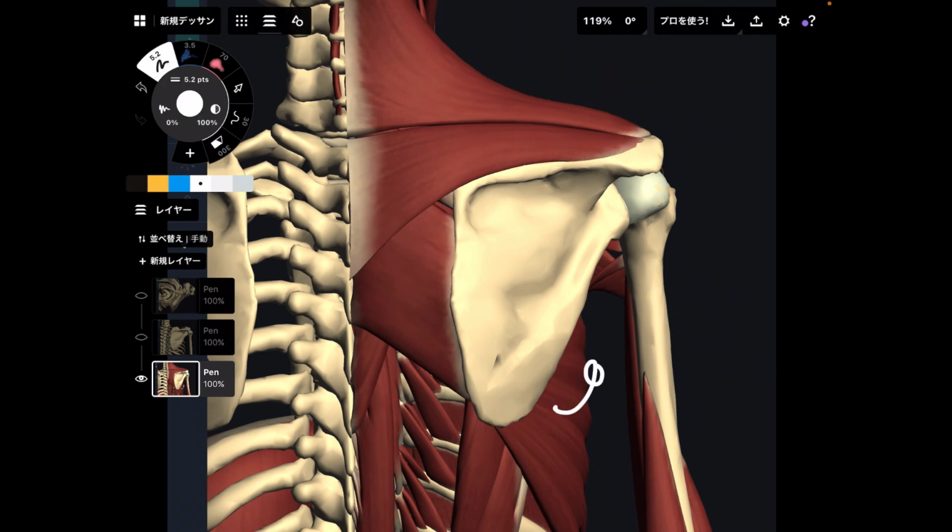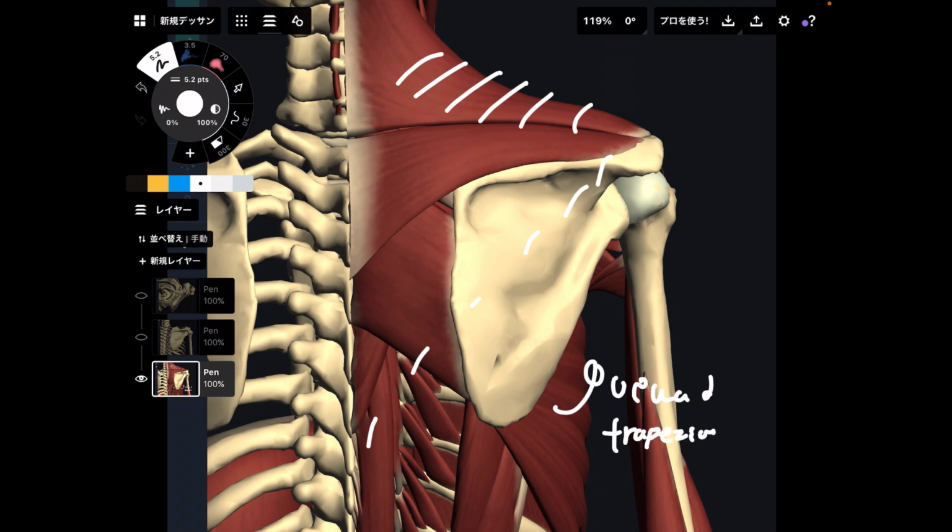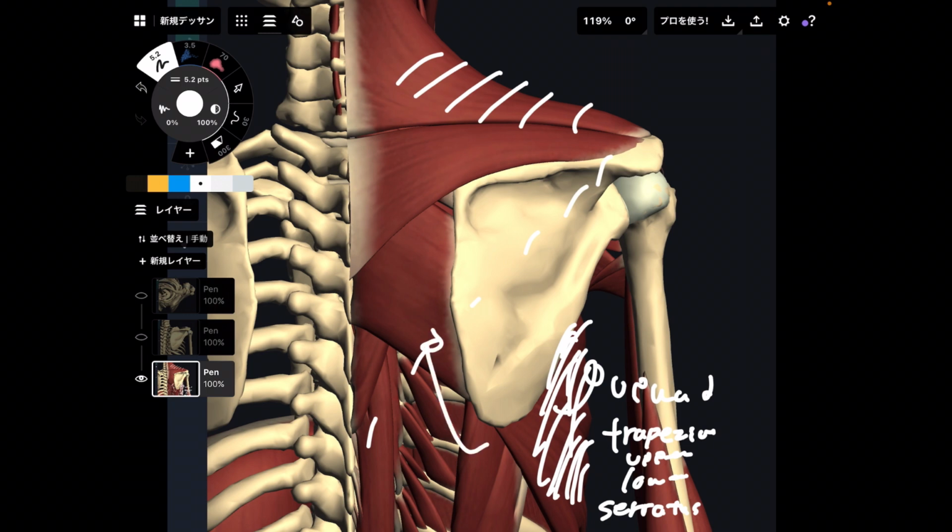Okay, upward rotation first. Upward, that is actually the upper fiber and lower fiber of trapezius. Trapezius, upper and lower. Now, the next muscle is also an important one. Can you guess that? That is serratus anterior. Serratus again, and particularly the lower fiber. Okay, this one is important. What about downward rotation?